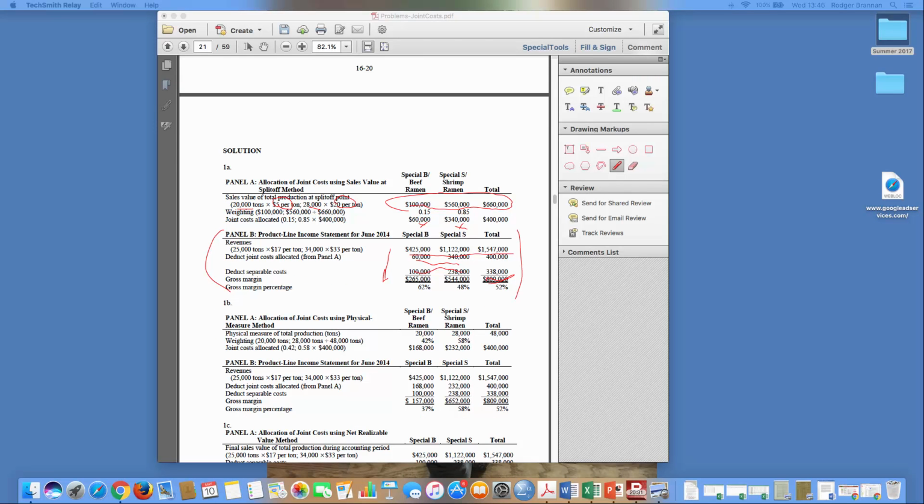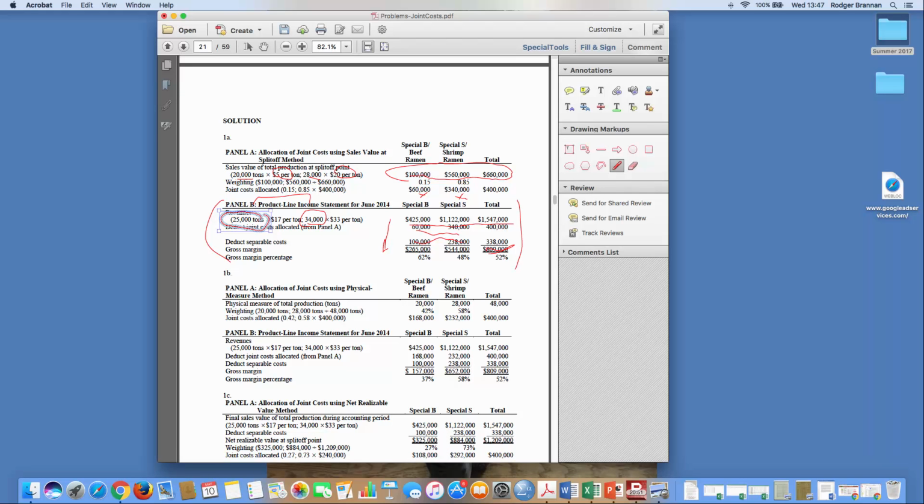But on the income statement, again, what we're looking at is the fact that from the information, 25,000 tons were sold of beef, 34,000 of S. These are the products that we incurred the separable cost to process further. Now, physical measures is going to be based on the amount of production at the split-off point. And in this case, from the information, 20 and 28,000 to the 48,000, or 42-58% split.